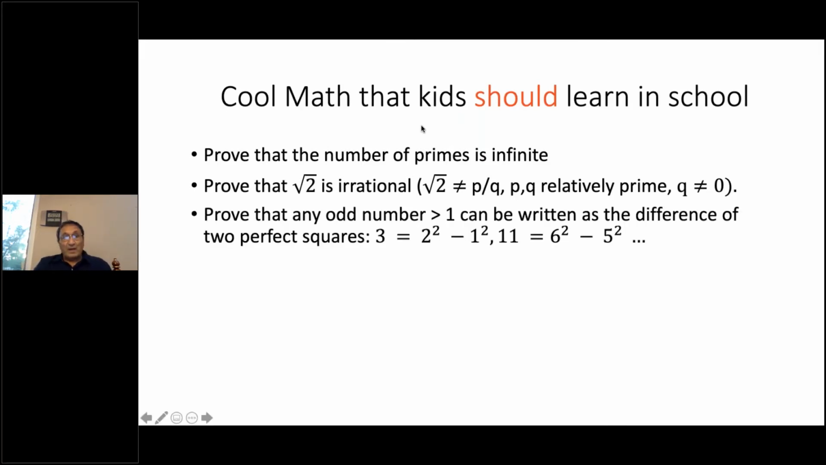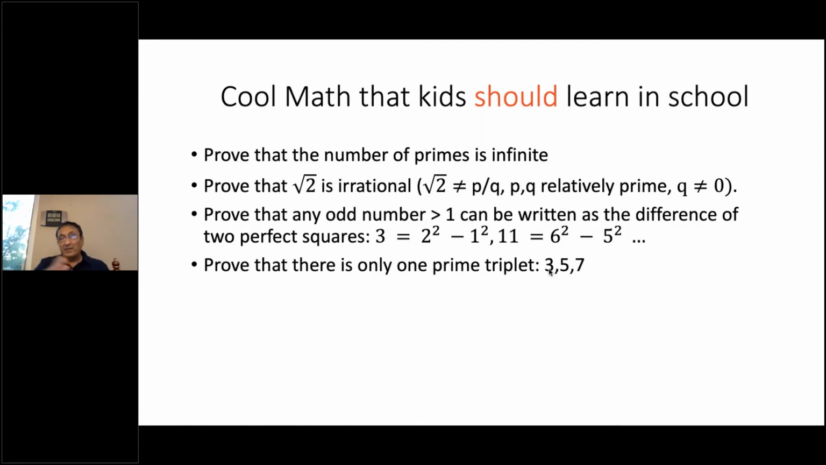You should be able to prove this theorem, which I call the little Goldbach theorem or the baby Goldbach theorem, which says that any odd number greater than 1 can be written as the difference of two perfect squares. It's actually quite trivial to prove, but it's kind of cool. You should be able to prove that there's only one prime triplet. A prime triplet is defined as a sequence of odd numbers. There's another triplet, of course, you will say 2, 3, and 5, but they're not separated by 2. So there's only one prime triplet. There's no more.